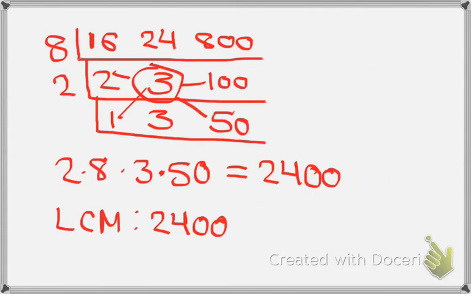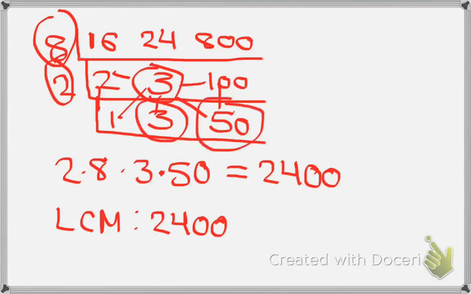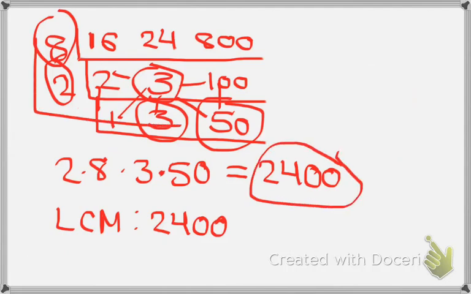2 can go into 2 once. 2 can go into 100 50 times, and you're just going to drop down the 3. And what you're going to want to do there is now multiply 8, 2, 3, and 50. Notice that I didn't count the 1 because it's the same. It's basically multiplying by the same thing. So 2 times 8 times 3 times 50 equals 2,400. The LCM is 2,400.